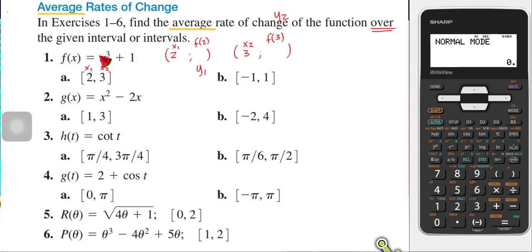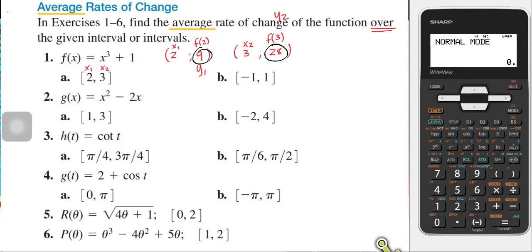All right. So put 2 here. When I put 2 and I cube it, it's 8. 8 plus 1 is 9. So y1 is 9. There we go. And then put a 3, cube it, it is 27. 27 plus 1 is 28. So you get 28. So now all we need to do is to take 28 minus the 9.